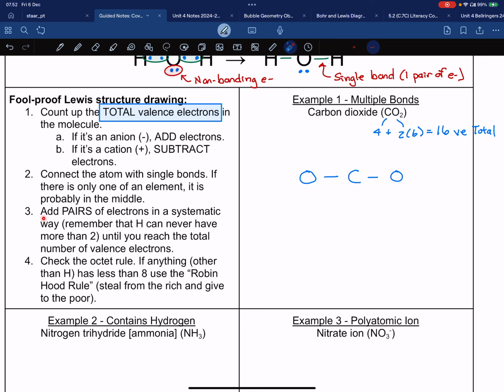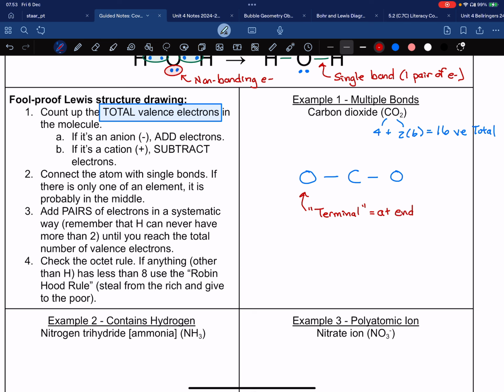The next thing that you do is you add pairs of electrons in a systematic way. Remember that hydrogen can never have more than 2. Doesn't really matter because we have no hydrogens. Now, it's difficult to explain all the little details in writing, but I can tell you that what systematic really means is this. These guys right here, we consider to be terminal atoms. In other words, they're at the end, right?